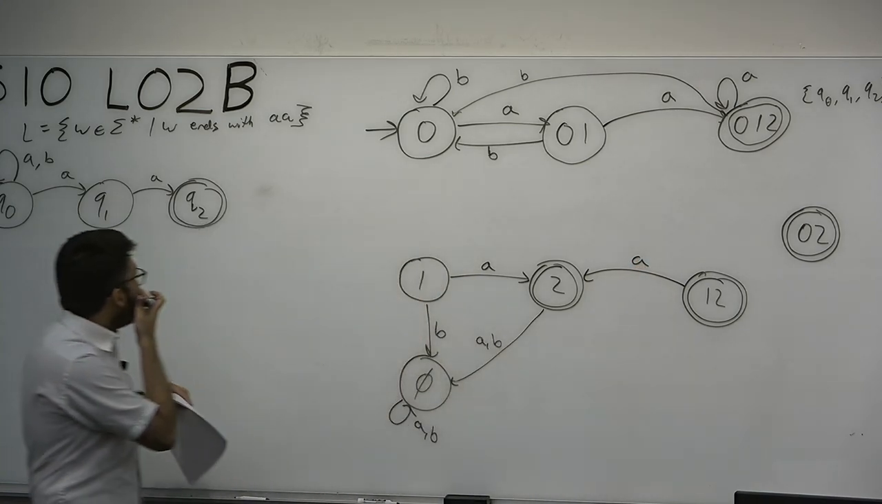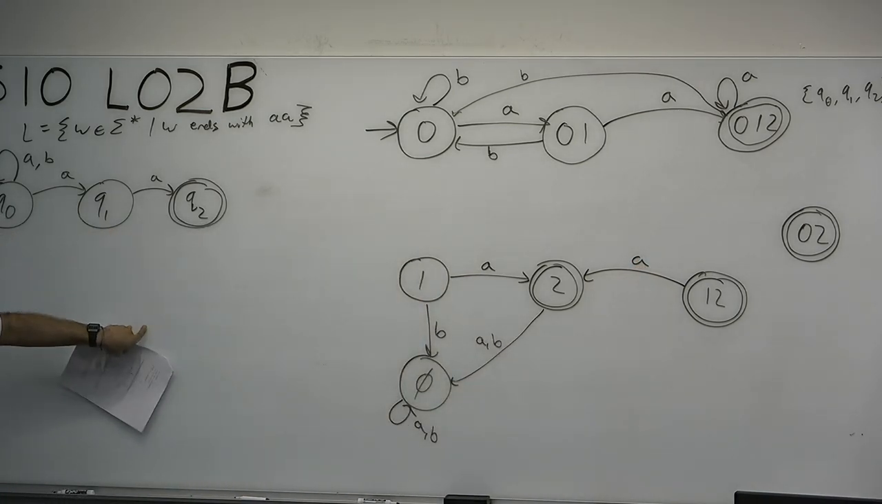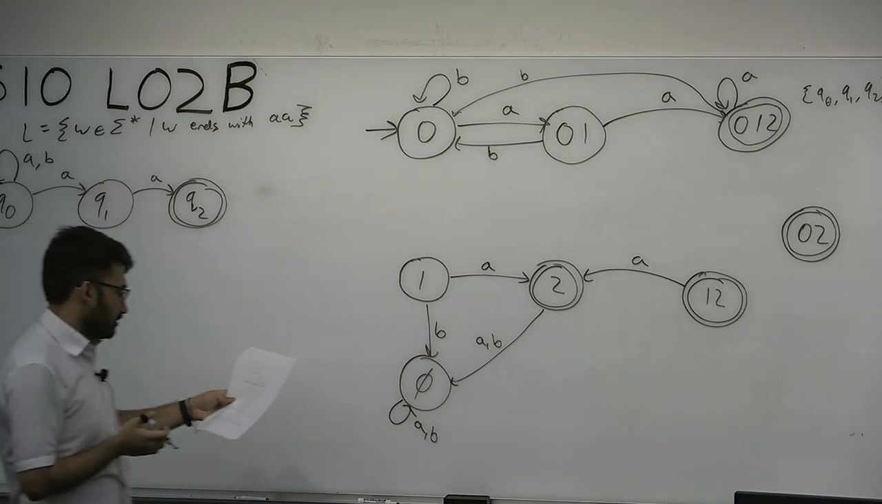If we see an A. If we see a B, we have no choice but to implicitly reject from both of these.